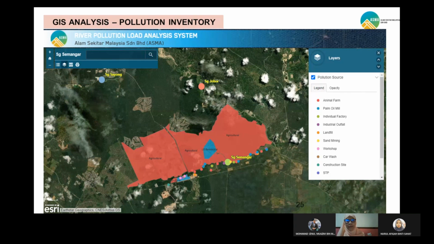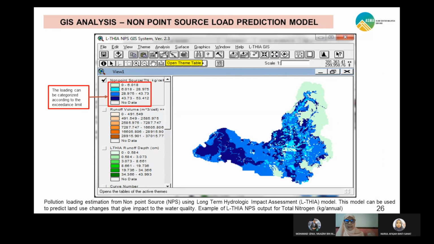I mentioned also that we are integrating the system with the GIS. In GIS we have spatial data, and it gives you the sources of pollution. If you look at this particular monitoring station, we have the non-point source from animal farm. We have the point source from the palm oil mill. There are individual factories, industrial outfall, landfill, sand mining, workshop, etc. All these are mapped in GIS. So we already have an idea what the non-point sources and point sources of these particular watersheds are. This is the integration part with GIS. We determine the sources.